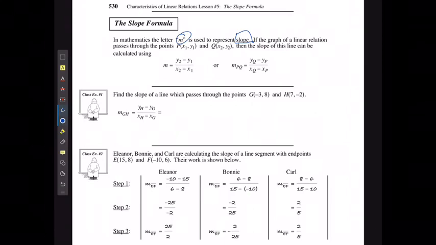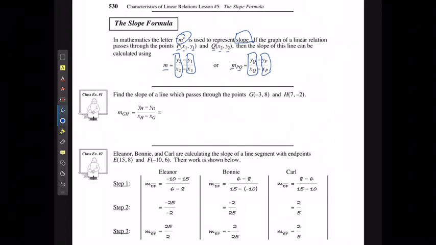If the graph of a linear relation passes through points P, which we're going to call x1 and y1, and Q, which is going to be x2 and y2, then the slope, or m, is going to be y2 minus y1 over x2 minus x1, making sure that the coordinates that match up together are always stacked on top of each other. Or the slope of the line segment PQ is going to be yQ minus yP over xQ minus xP. Once again, making sure that the two values from the same coordinate match up together.